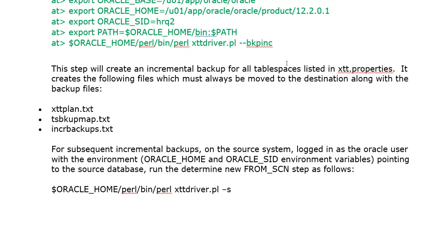One thing I just want to tell you: when you are using -bkpenc, it will understand that it has to take the backup from the SCN which it has already stored in xttplan.txt. And when you are taking bkpenc, the new SCN will be generated and it will be saved in xttplan.txt.